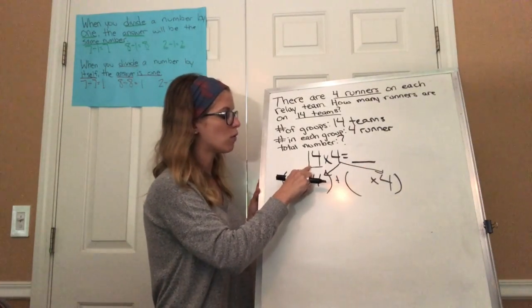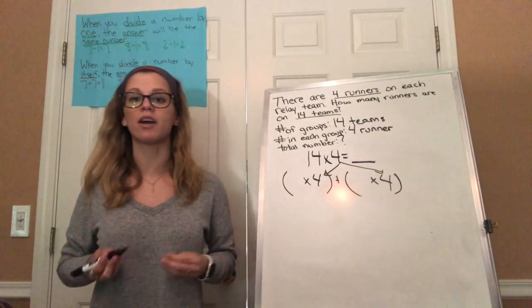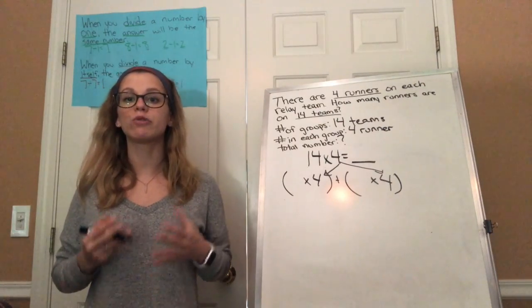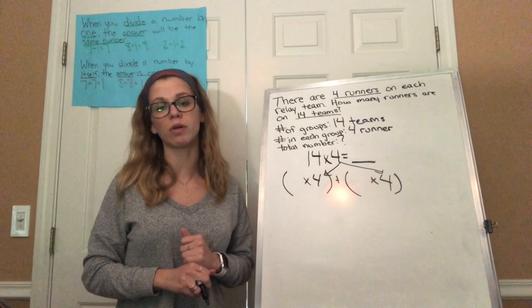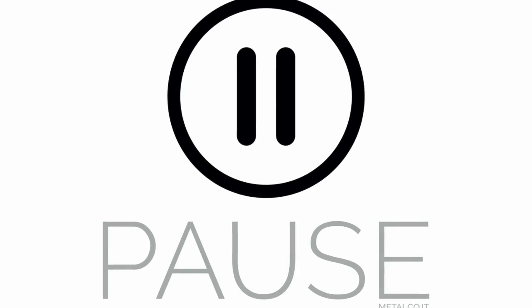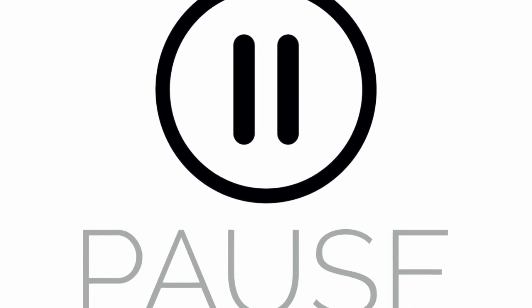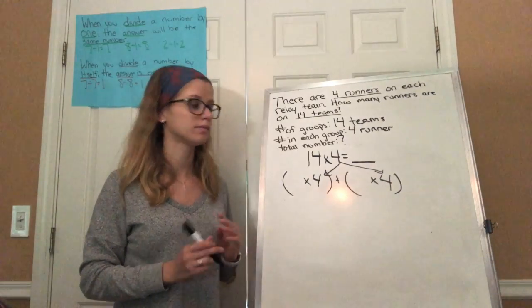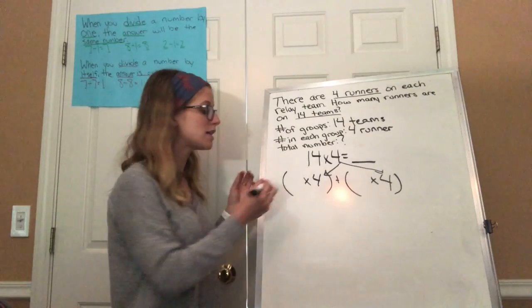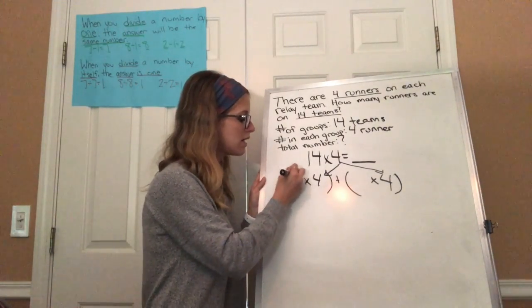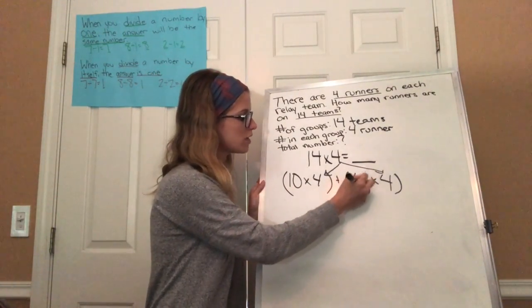and we're breaking apart 14 into 2 numbers that can be added up to 14. So pause me and think about 2 numbers that can be added up to get to 14 that are easy for me to multiply with. So one number that's easy for me to multiply with is 10. And 10 plus 4 is equal to 14.